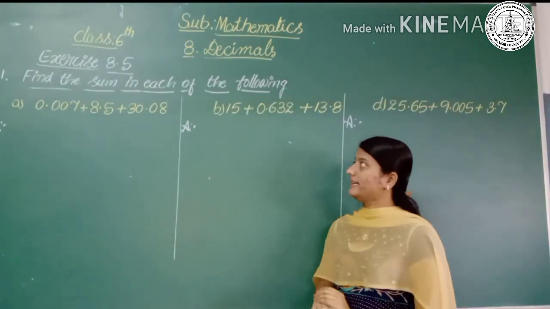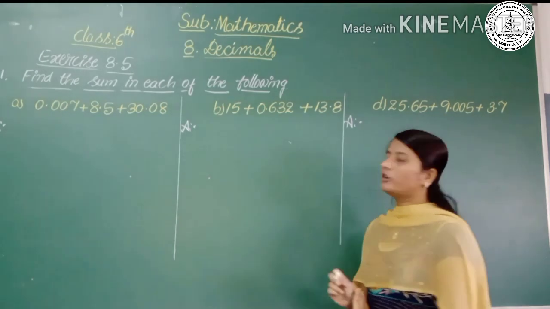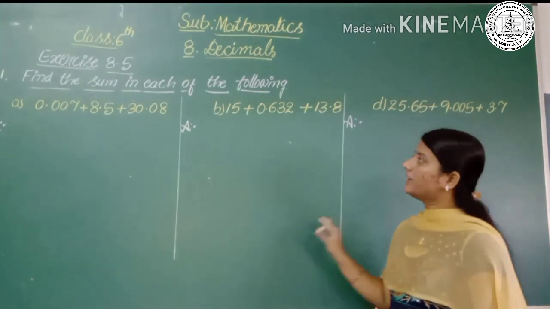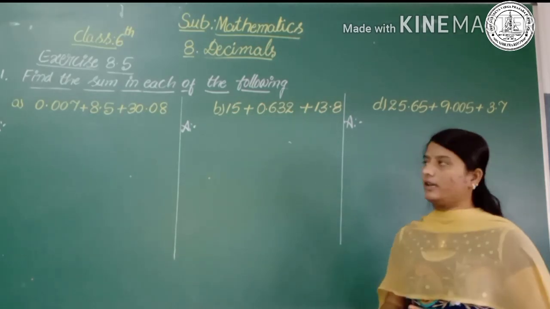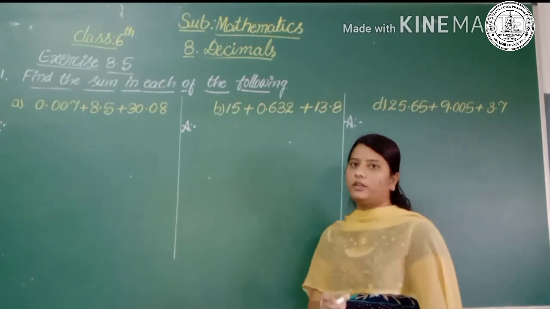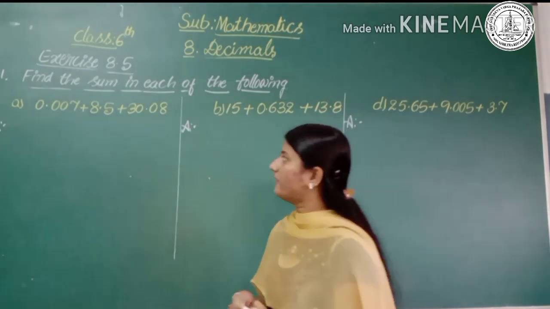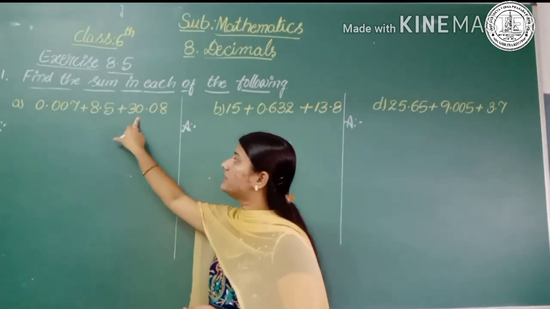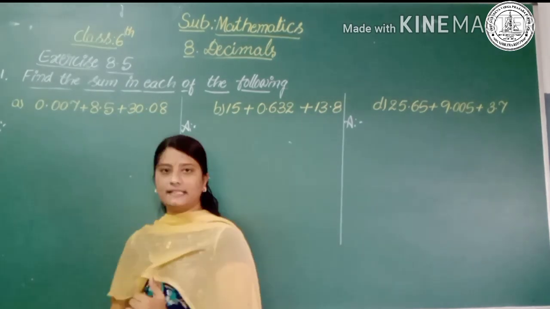Yes, let's do exercise 8.5. The first question is: find the sum in each of the following. Here they have given 6 problems. I have taken only 3 different problems. The rest of the problems you have to do on your own in the notes. The first one is 0.007 plus 8.5 plus 30.08. So we have to add these 3 decimal numbers.